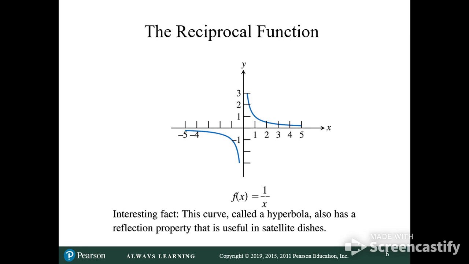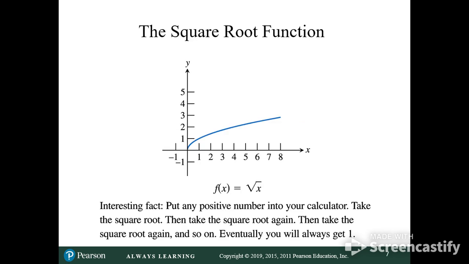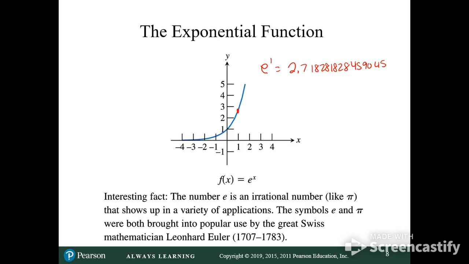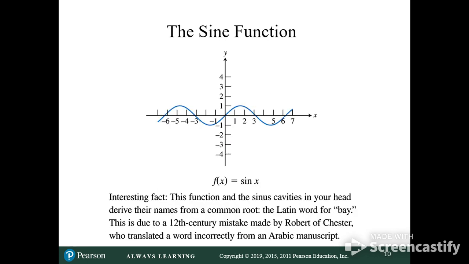Reciprocal function. Always increasing, always decreasing? Always decreasing. Because you figure out if things are increasing or decreasing as you go from left to right. And it's always decreasing. Even or odd? I think it's an odd function. I would say it's odd. Square root, always increasing. I don't talk about even or odd with some of these.